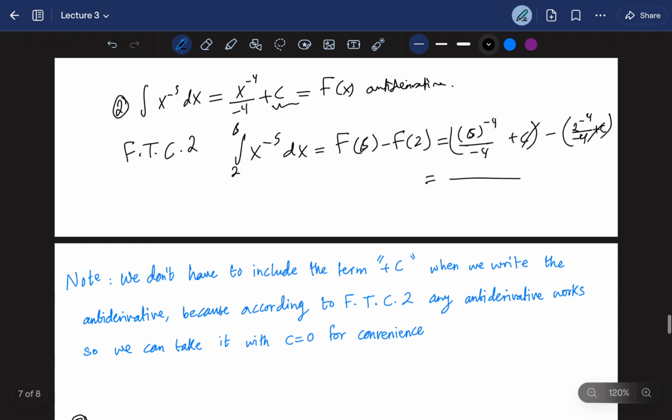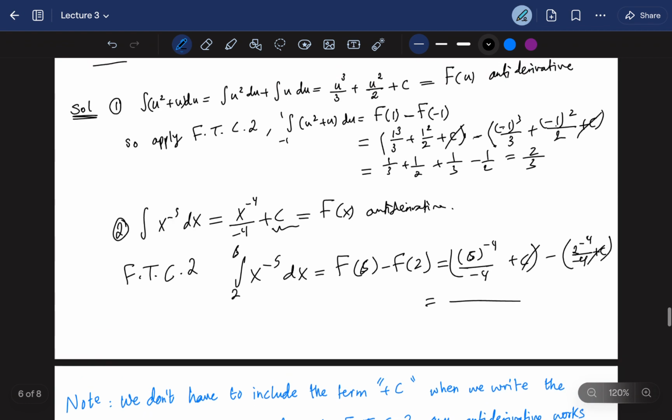So what if we take c to be equal to 0, just for convenience, instead of writing c over and over again, knowing that we're going to cancel them out from upper and lower. So we're just going to take c to be equal to 0, and that would be my antiderivative.